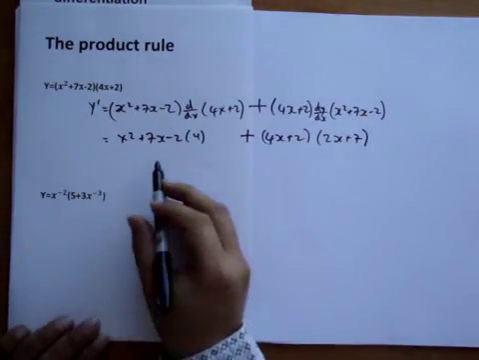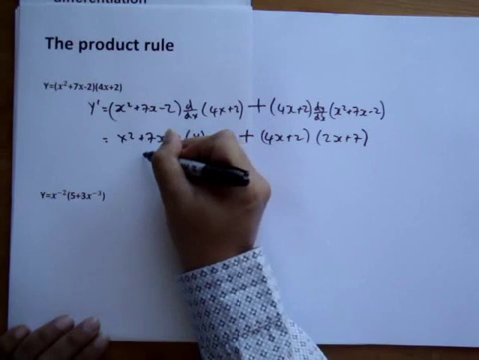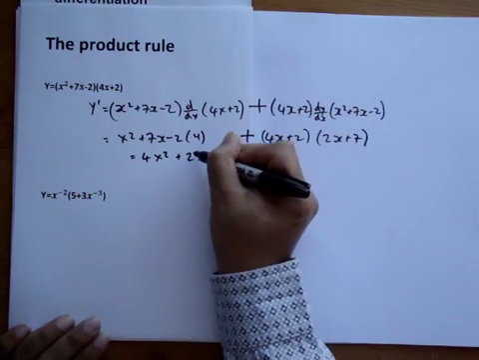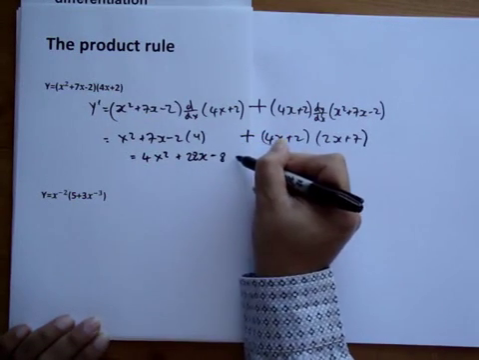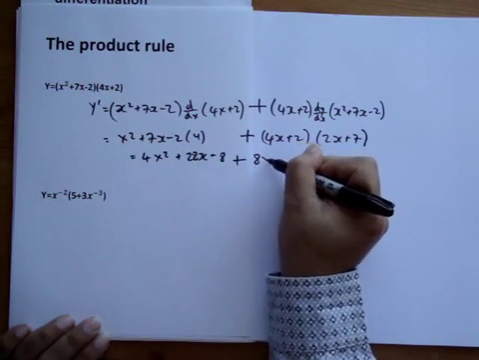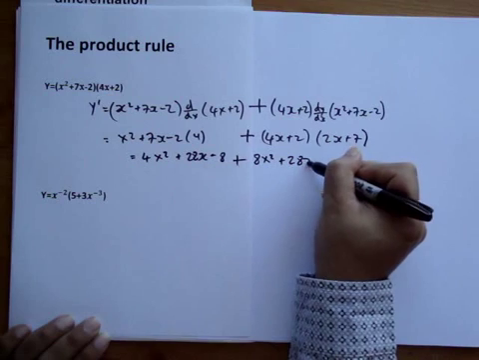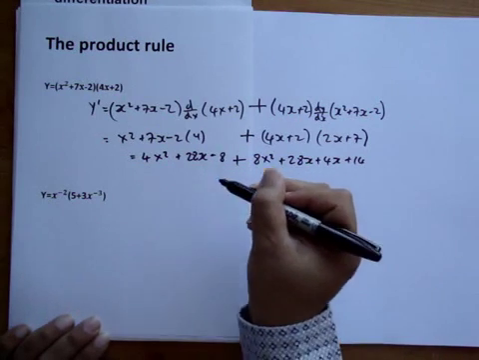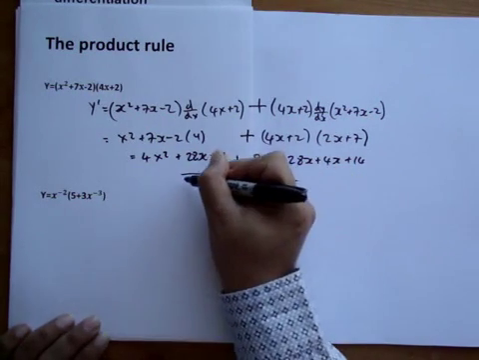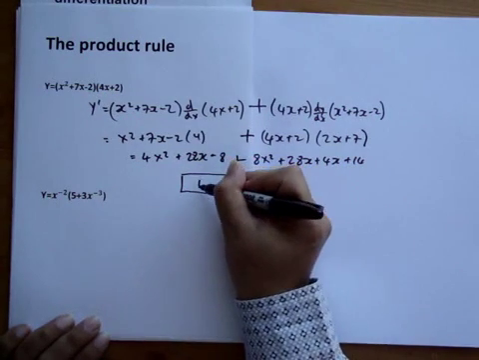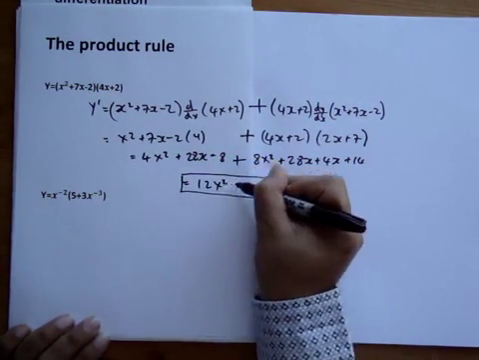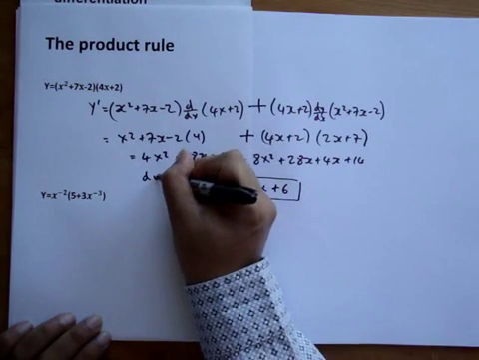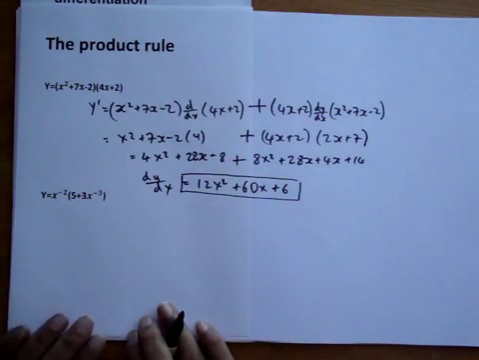And then when we multiply out the brackets, we get 4x squared plus 28x minus 8, plus 8x squared plus 28x plus 4x plus 14, and then when we add the like terms, that becomes 12x squared plus 60x plus 6, and that is the answer.